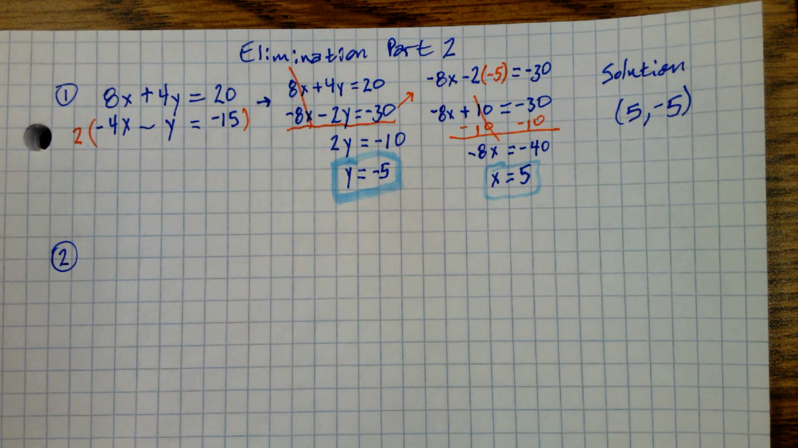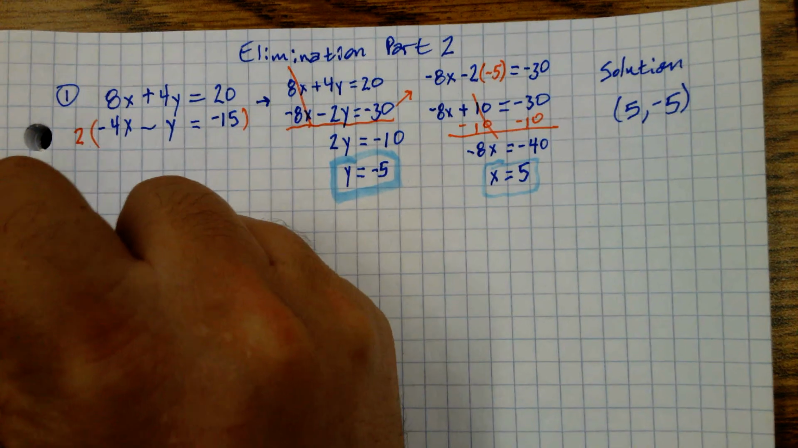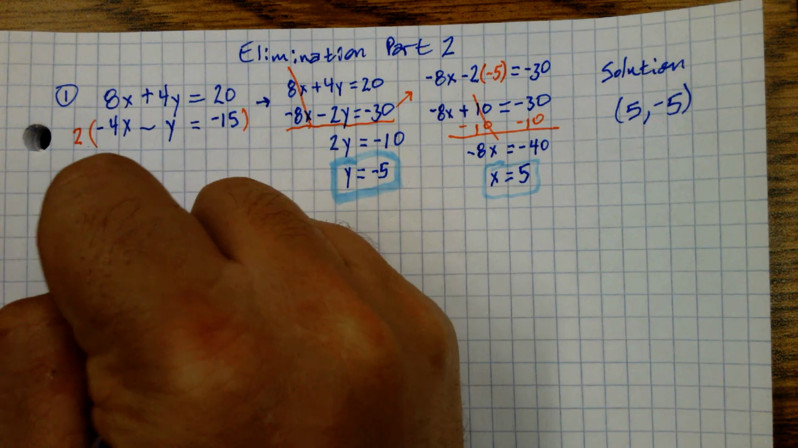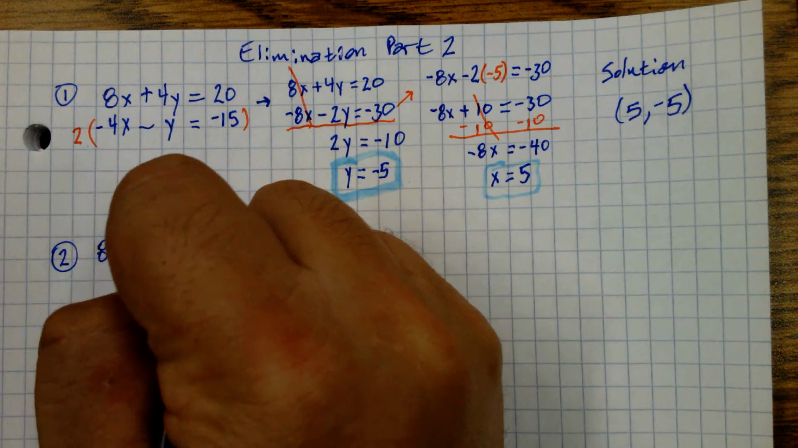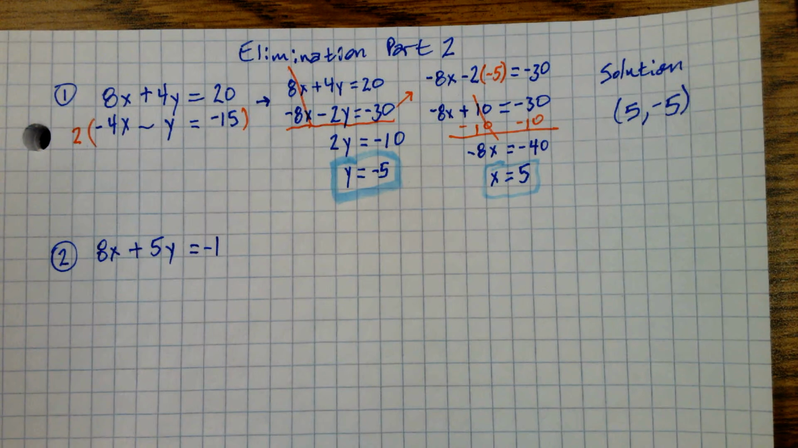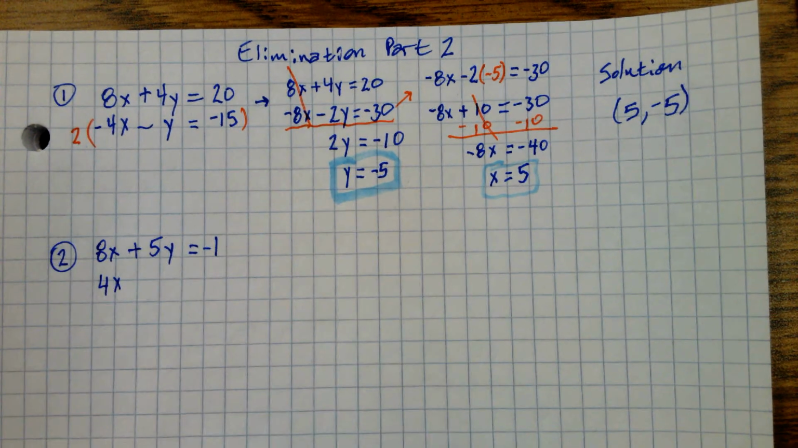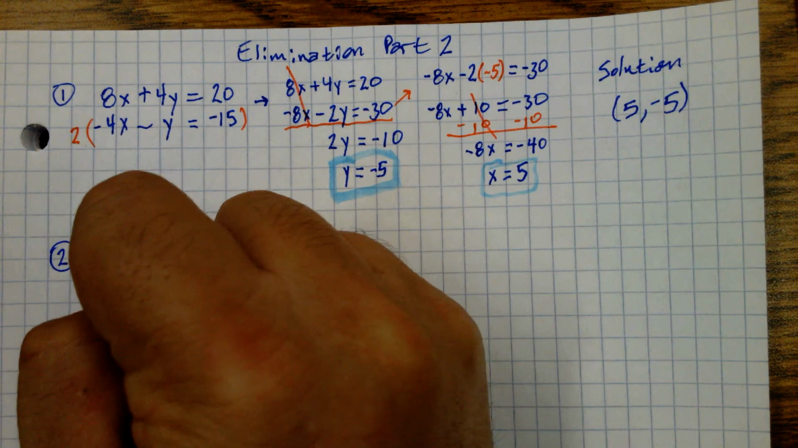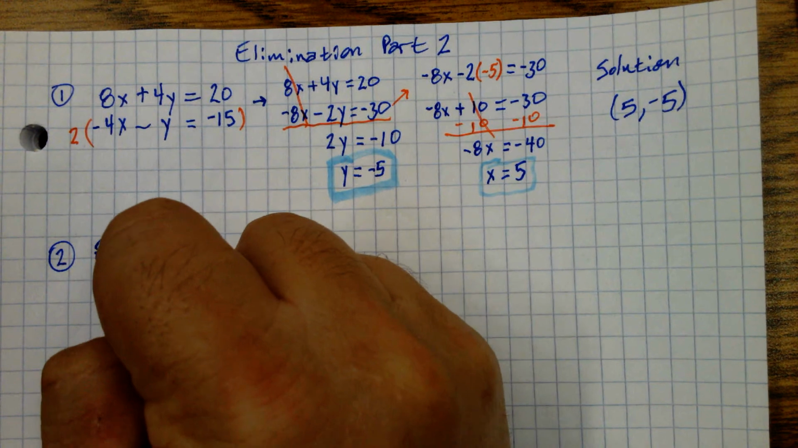Okay. Again, we're going to look for a number other than negative 1 that would work. Okay. So let's do 8x plus 5y equals negative 1. And then 4x plus 7y equals negative 23.